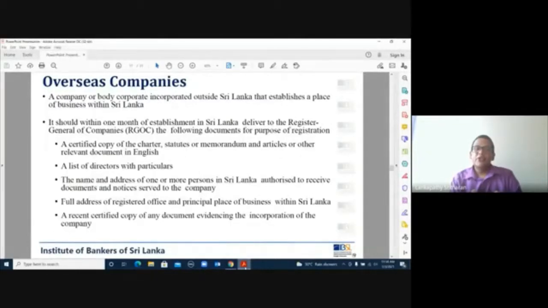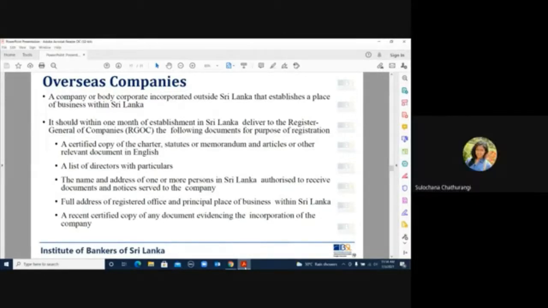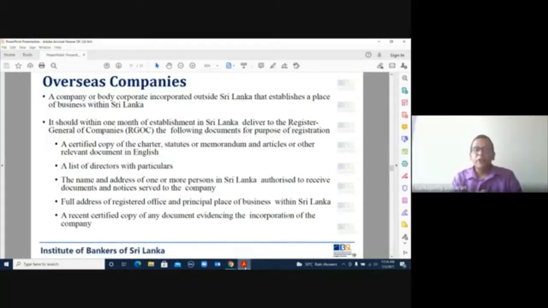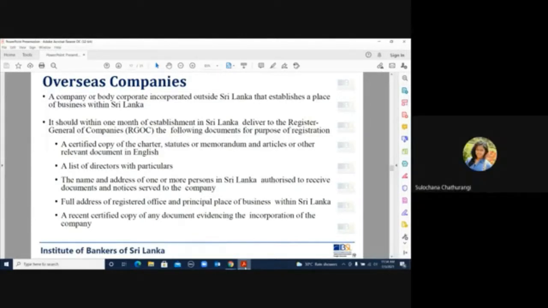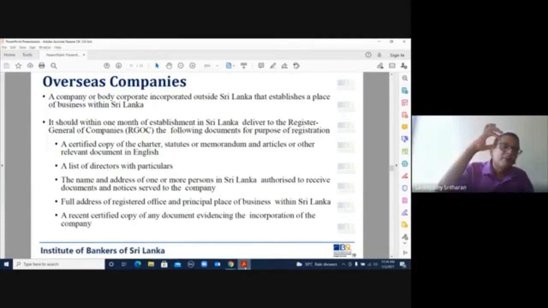I just explained that when foreign banks have a branch in another country, there are two regulatory systems. In one regulatory system, the particular foreign bank has to open a subsidiary in that country and run the business. That model is applicable to the Bank of Ceylon London branch: the Bank of Ceylon forms a subsidiary company and runs the business in London.